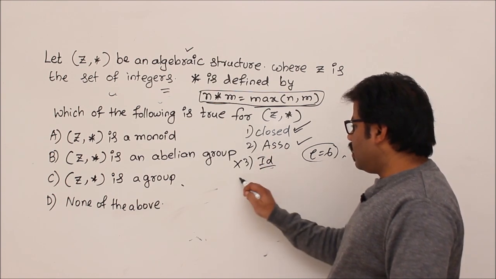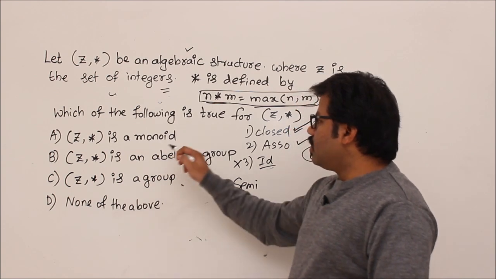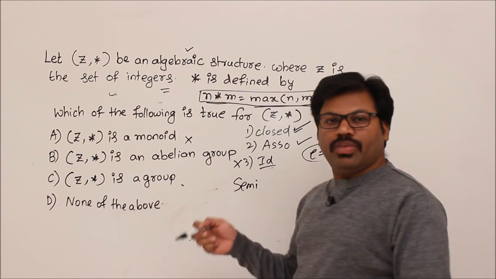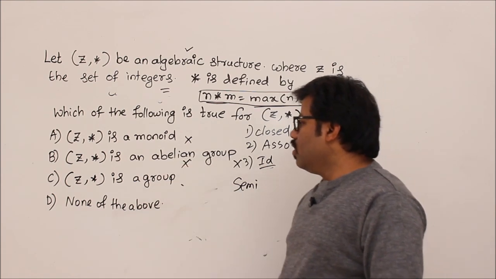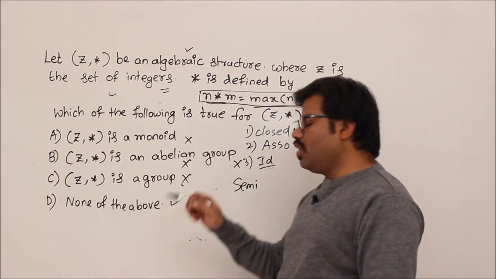Now finally I realize that this is a semigroup, not a monoid. Which of the following statements is true? Z star is a monoid. Wrong. Z star is an abelian group. Every abelian group is a monoid, so it is wrong. Z star is a group. If something is not a monoid, it cannot be a group. None of the above is the answer.